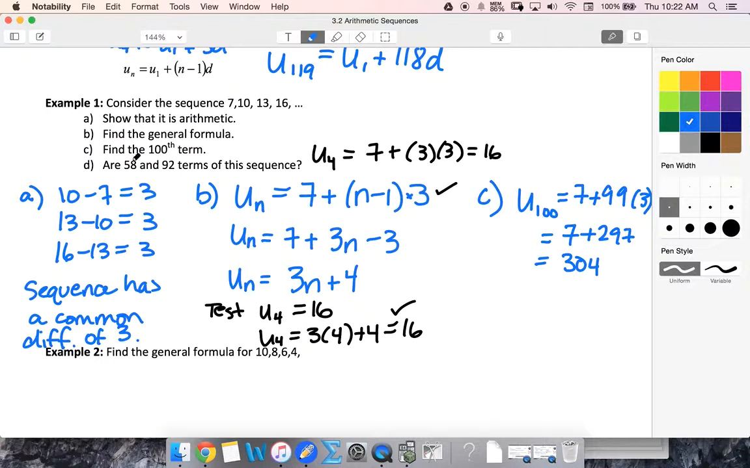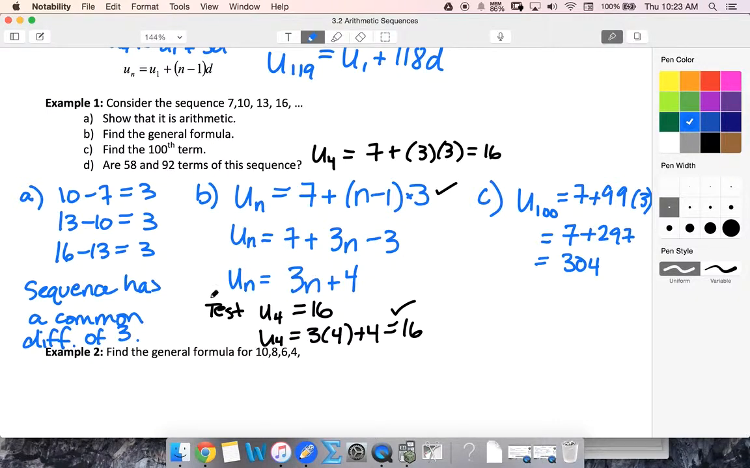D. Is 58 a term of the sequence? If it's a term, that means it's going to happen down here, somewhere around here would be 58. If it is a term, then there's going to be an exact integer n to give me the term number, because I don't have partial terms. I have a first term and a second term and a third term and a fourth term and a fifth term, but I don't have a 5½ term. So n would have to be an integer.